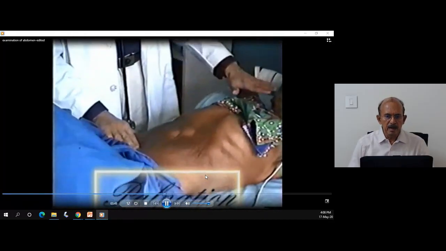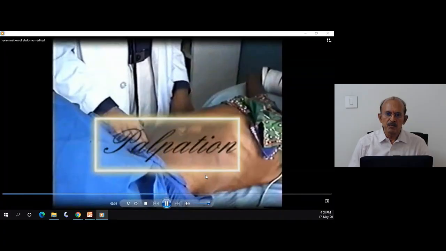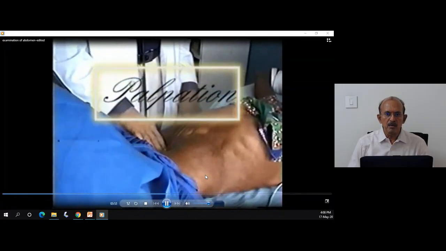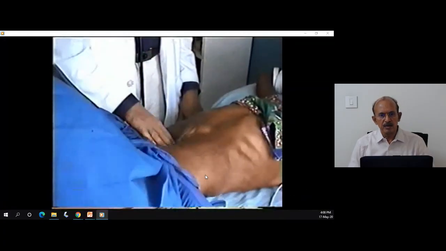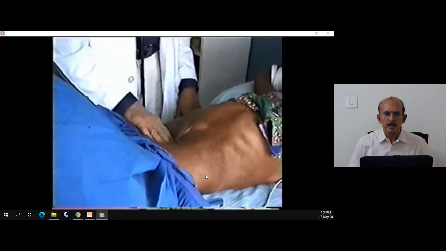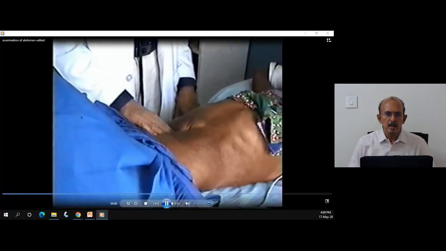Then you have to look for hernial orifices. Because she is a female patient, I have not videographed the hernial orifices. Then you examine the abdomen.